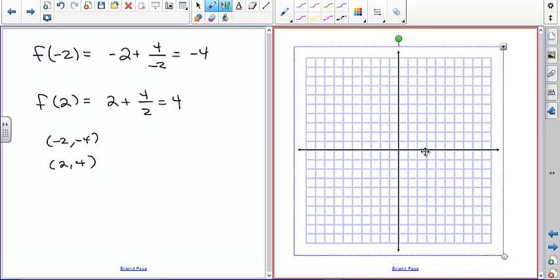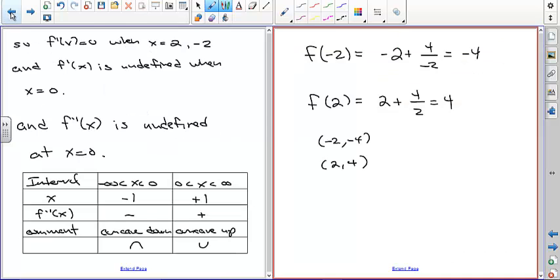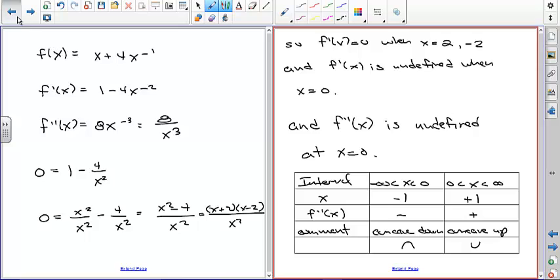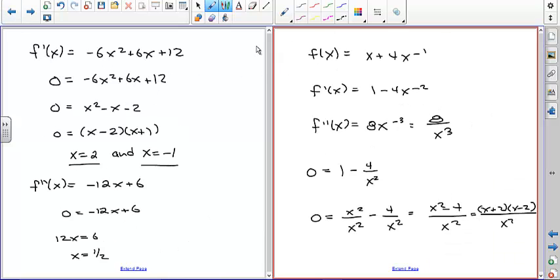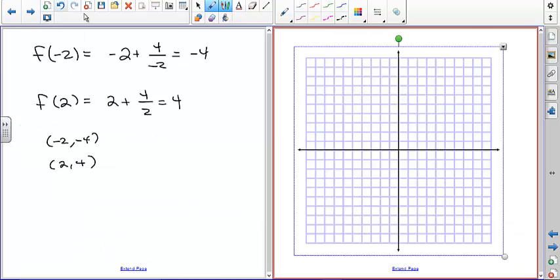It turns out we have a vertical asymptote at x equals 0, because if we go back to the original function, when I have x equals 0, this goes to infinity. So we're going to have a vertical asymptote at x equals 0. So draw a vertical line.